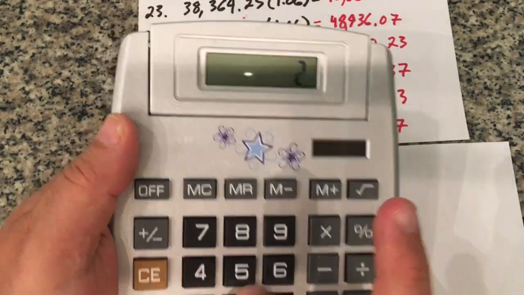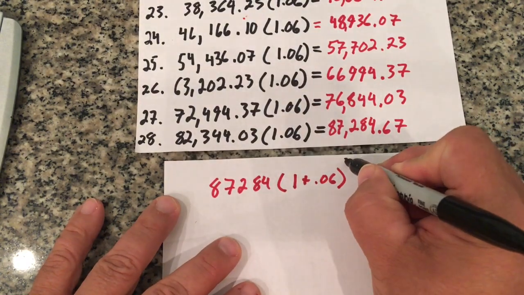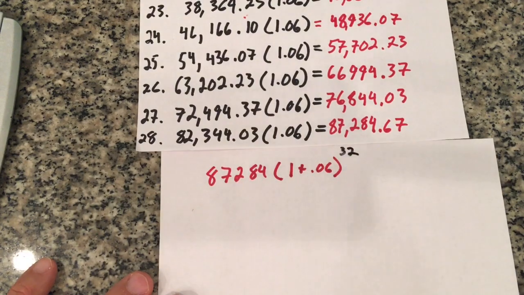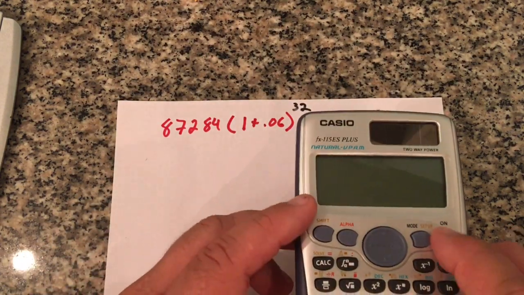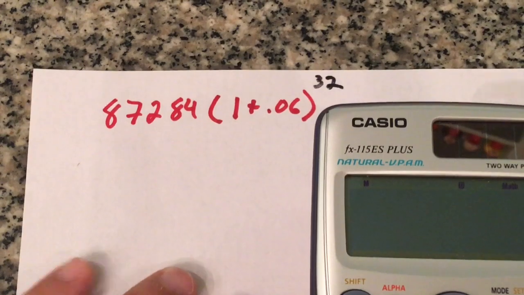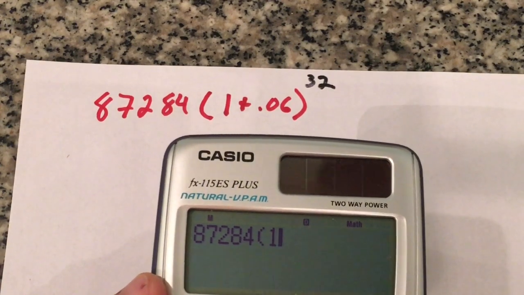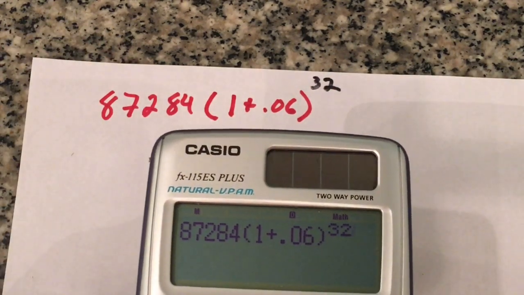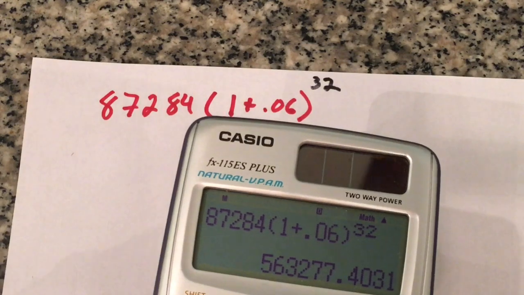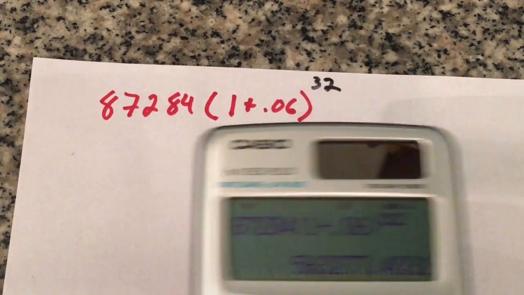So if I do 60 minus 28, and I don't contribute any more money for 32 years, I just leave it in for the next 32 years, I'm going to need the scientific calculator for this one. So let's see. 87,284 times 1 plus 0.06 to the 32nd. So that's $563,277.